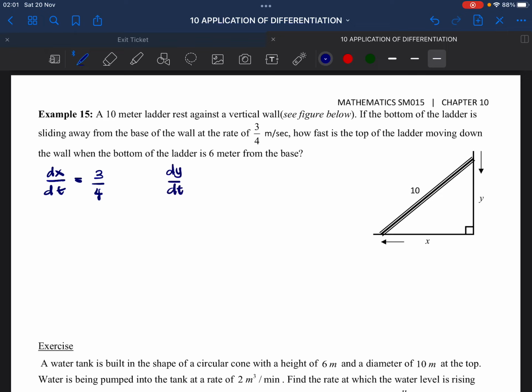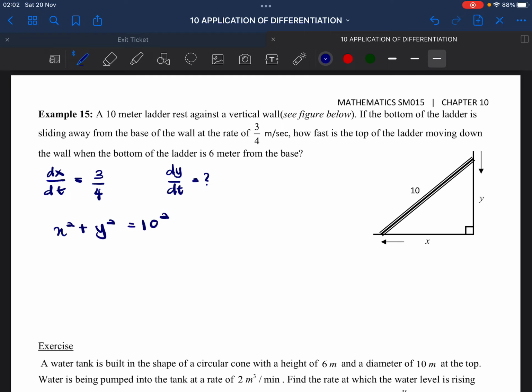Now we have just a triangle here. We have a ladder, we have the bottom, we have the top. From this, you know what formula we have to use. Every time we look at a triangle, you have to apply the Pythagoras theorem. So that will be x squared plus y squared equals 10 squared.